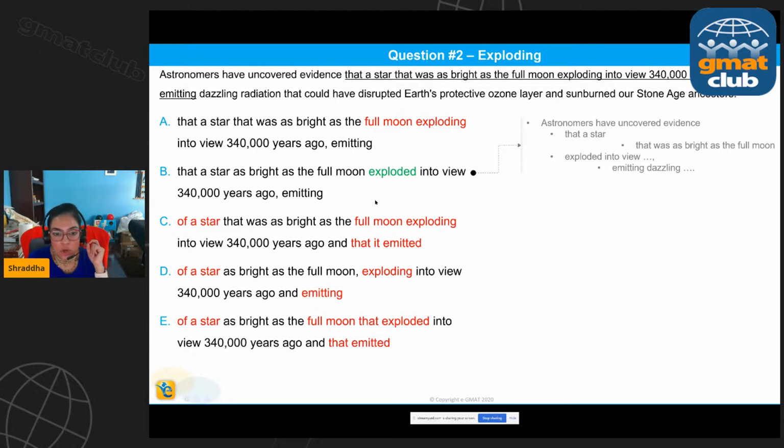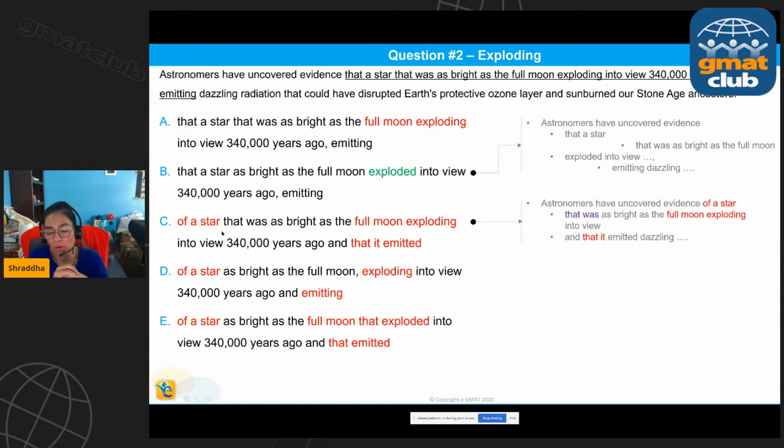All right. Choice C. Let's see what we have here. Evidence of a star. Now, what is happening in this choice is that of a star is wrong. Why? Not because evidence always has to be followed by that. No, that is not the thing. The thing over here is that, see, what happens when we use evidence of a star, okay, that was as bright as the full moon exploding.